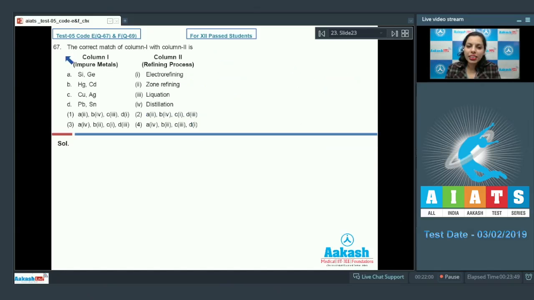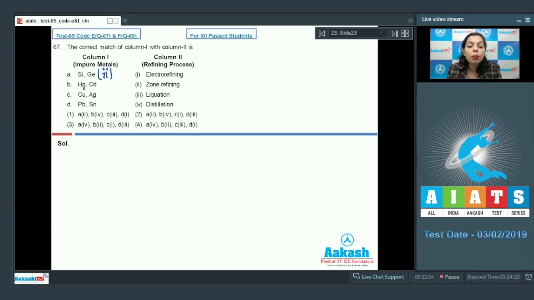Question number 67. The correct match of the column 1 with the column 2 is. 2 different columns are given. In column 1, impure metals are given, and in column 2, refining processes are given. If we talk about the first one, here is silicon and germanium. These are the elements of group 14 of the modern periodic table, and these are generally used as semiconductors. We need the high pure form of these elements. That's why for that we use the method of zone refining for the purification of these 2 elements.